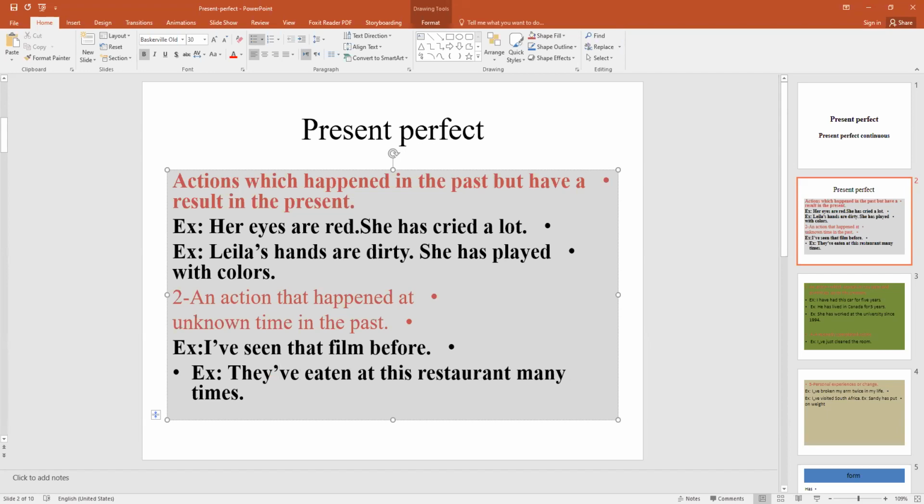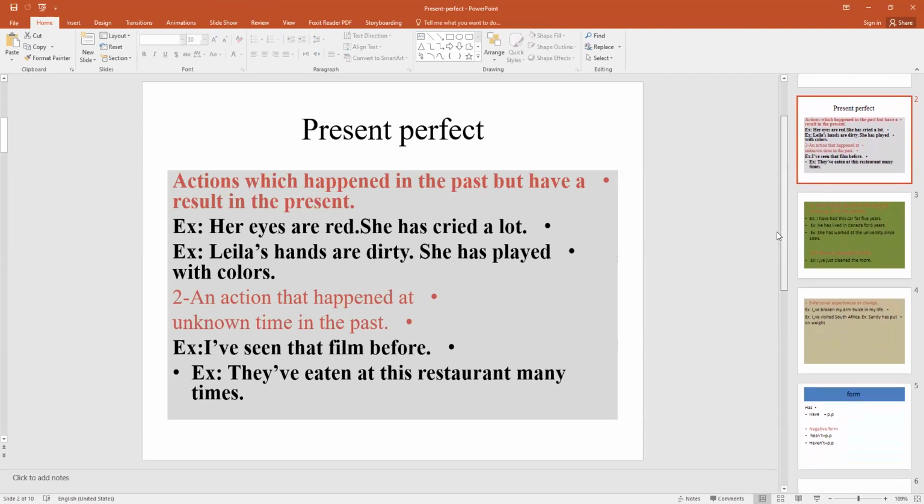Example 2, they have eaten at this restaurant many times. So for an action that happened at an unknown time in the past, you use exactly, you use present perfect. Let's move to the next slide, please.